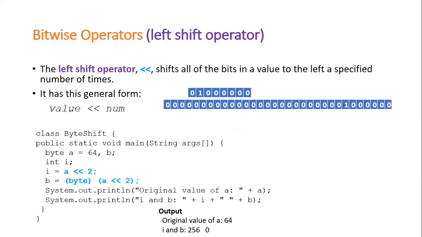Now, listen very carefully. Here you see that I'm trying to print the value of a, and next I'm trying to print the value of i, and the value of b. Now what's the value of a? Initially the value of a is 64, so I got the output as 64. Next I print the value of i, and I got 256, whereas I got the value of b equal to 0. Why did I get it? Let us see.